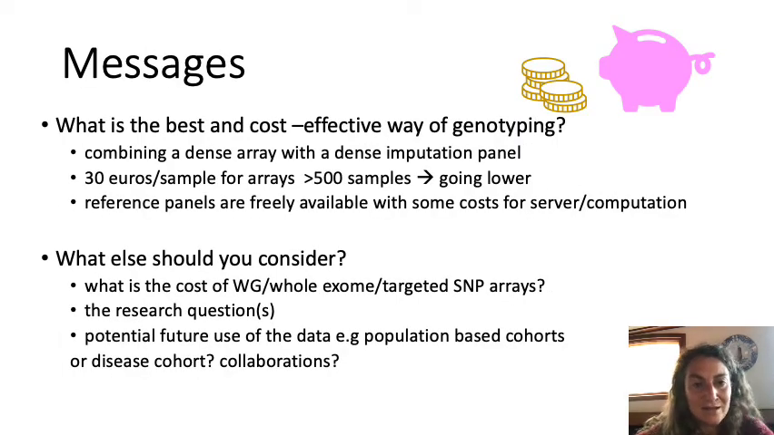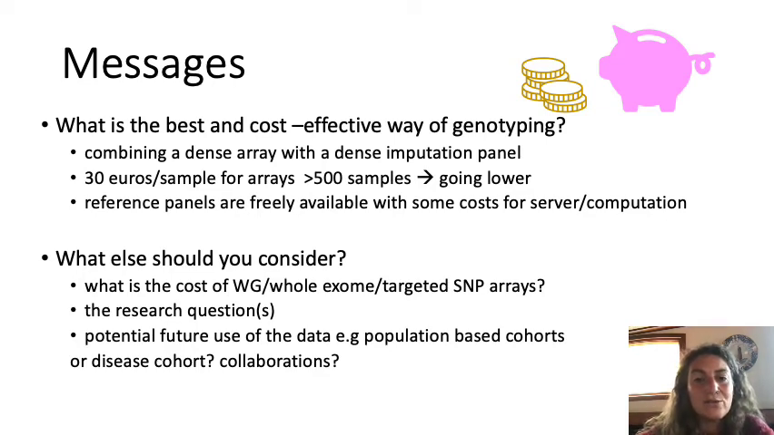So this is the last slide of this lecture. The take-home message is that as we are dealing with hypothesis-free approaches here, unfortunately it all comes down to the bittersweet money and resources we have. So you need to think what is the best and most cost-effective way of getting genetics done in large sample size. And the answer is combining a dense genome scan array with imputation, as the reference panels are free at the moment and the cost of arrays is going lower as well.